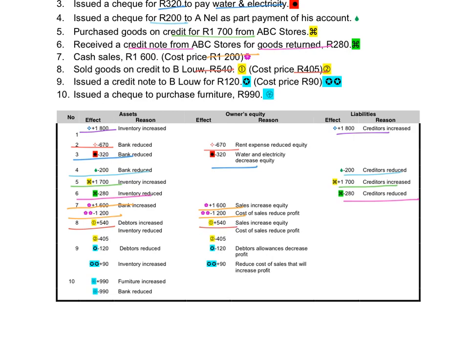Sales will increase the profits. Then we will do a double entry for the cost of sales and we will show that the inventory decreases, and cost of sales is the expense that will decrease my profits.